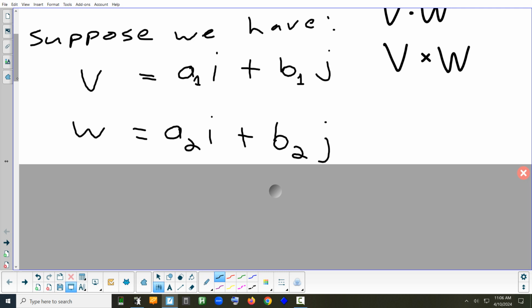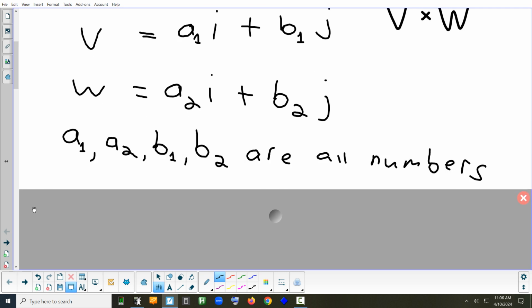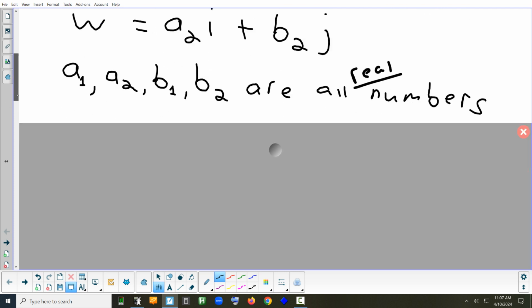So suppose you had these two vectors, v and w. v and w each have horizontal and vertical components. A1 and A2 are the horizontals for v and w. B1 and B2 are the verticals. And remember, those would all be numbers. Something like 2i plus 3j, 6i minus 7j. Could those numbers technically be fractions or have decimals, or do they have to be whole numbers? They would all be real numbers, so not pi, and not the square root of -1 stuff.